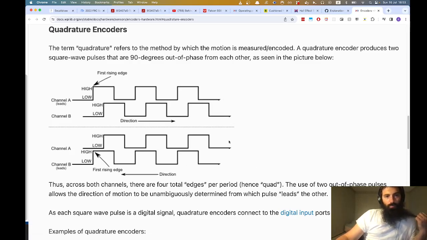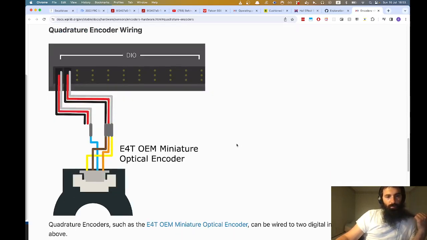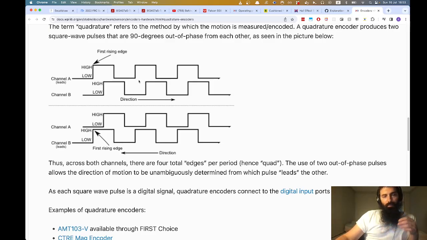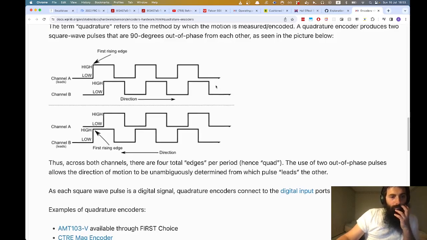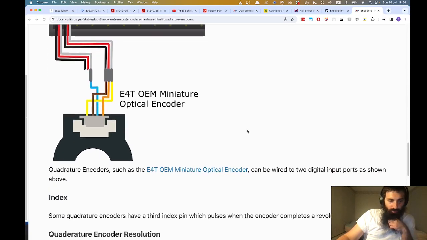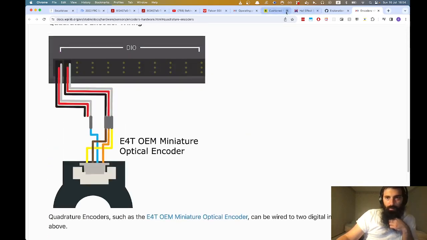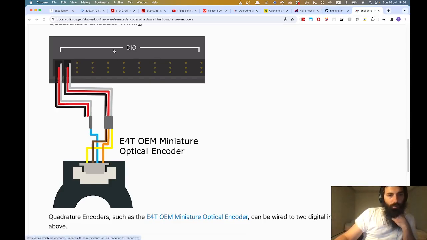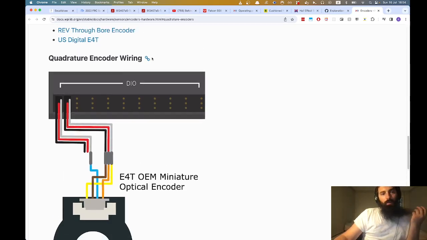Let's not go into how it actually tracks the rotations. It does so by what's called a phase difference of two pulses. But let's look at how we wire it up. For a quad encoder to work, you need wires. Maybe it's not a quadrature encoder. Going back over here, this Falcon has two wires. Oh, does it have four? It does have four. Okay, yeah, it is a quad encoder. So there are four wires that you hook up to the roboRIO, the computer.